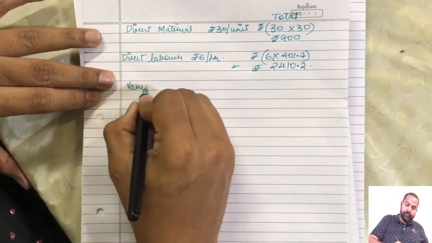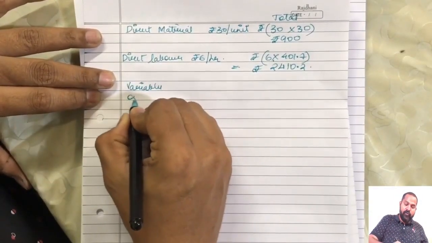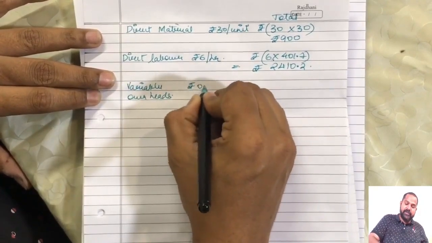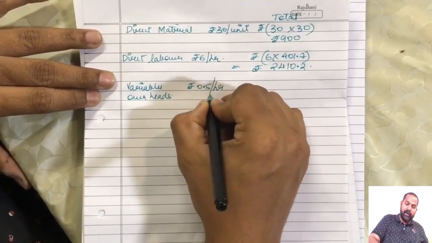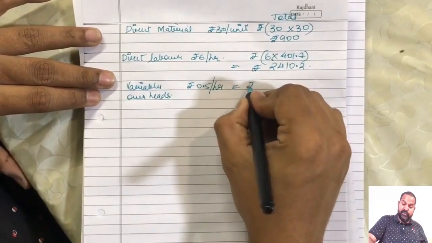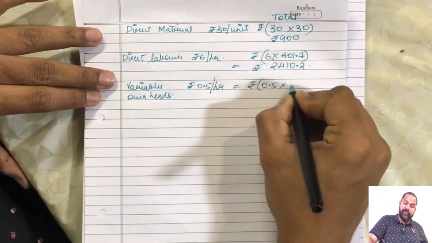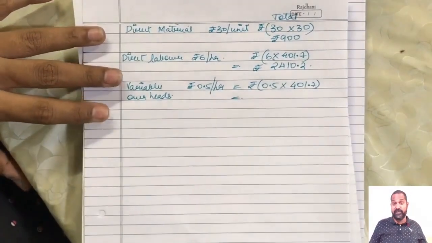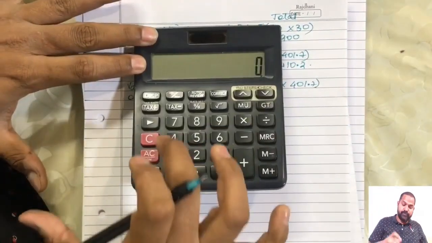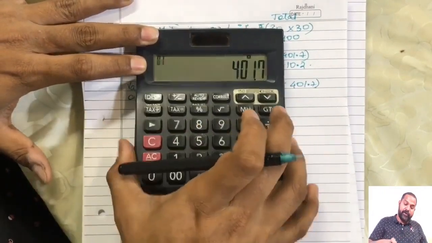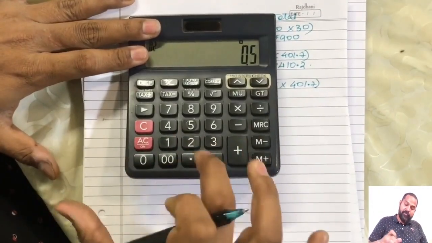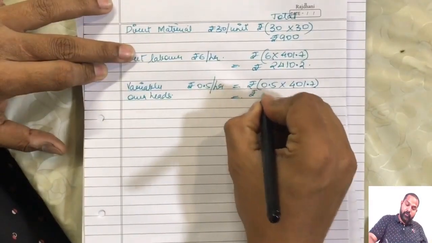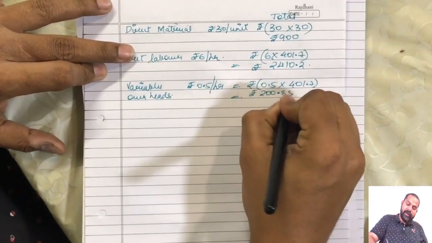Next is variable overheads is 50 paise per hour. Variable overheads is rupees 0.5 per hour, which is rupees 0.5 into 401.7, which is 401.7 into 0.5, which is 200.85. So it is rupees 200.85.